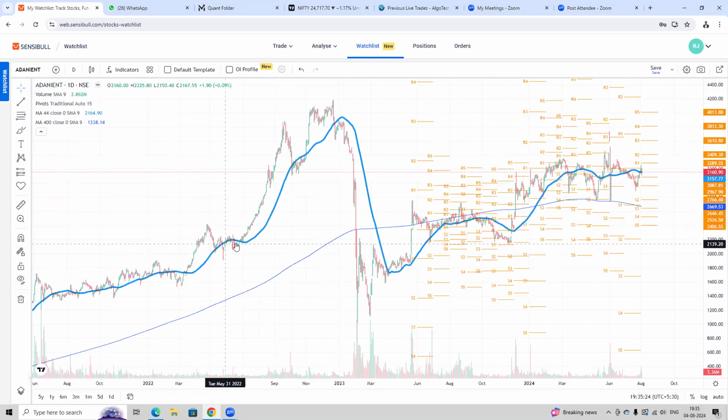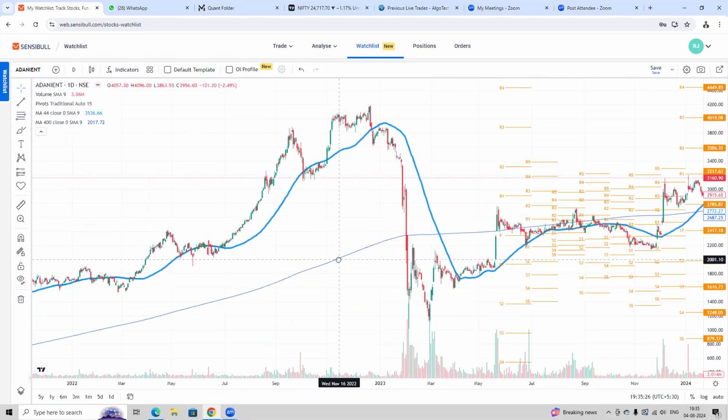You can just see here the 44 days moving average. Whenever it is touching 44, if you see a green candle and the moving average is positive, you can take a trade here at 2,700 and keep a stop loss here. So you'll have very good movement.